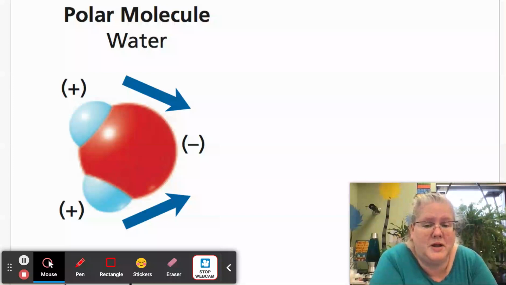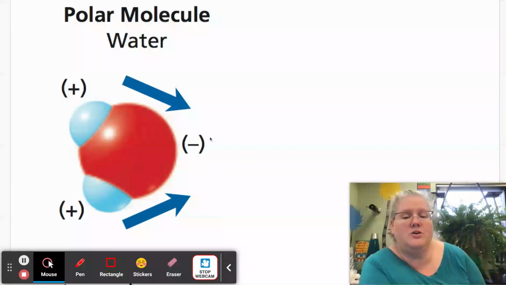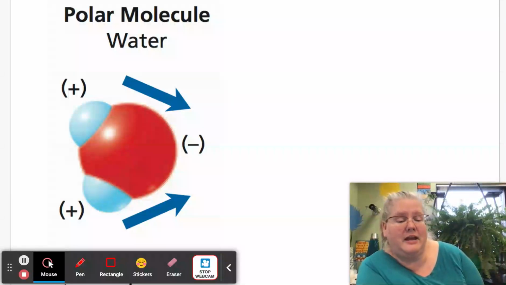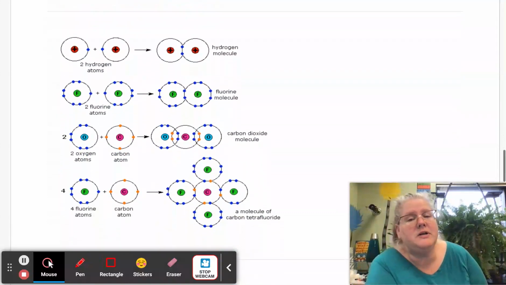It's a polar molecule. And in this case, we see our arrows going in the same direction, not the opposite direction, therefore showing us that we have a slight charge. The arrows are pointing towards the direction the electrons tend to stay, therefore it's pointing to the negative side. Now, we can have multiple kinds of bonds.